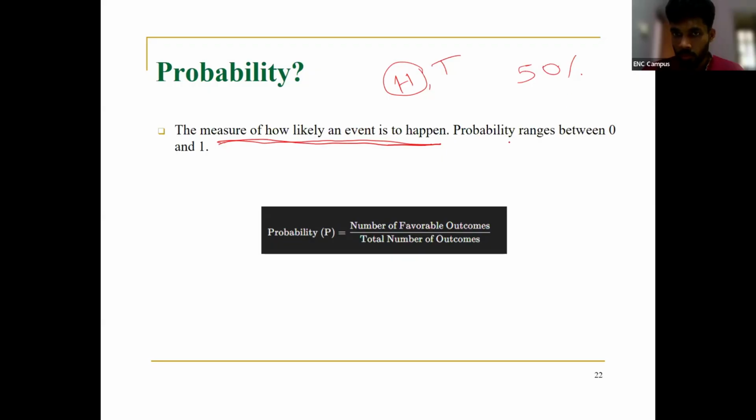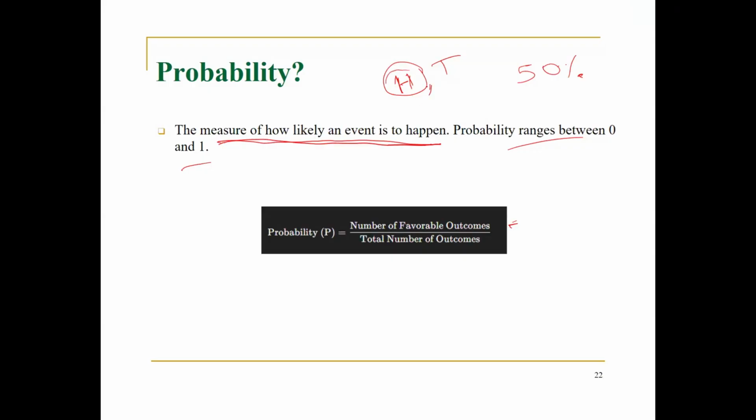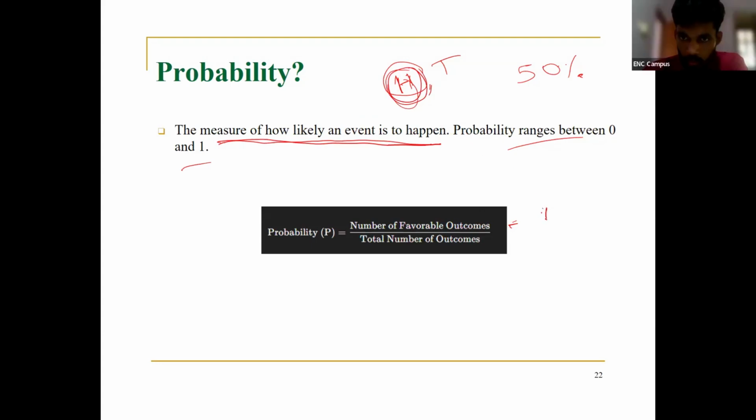So probability ranges between 0 and 1. Probability is the number of favorable outcomes divided by the total number of outcomes. Getting a head: the number of favorable outcomes is 1, since I want to get H, and I have 2 total outcomes. That means 0.5.